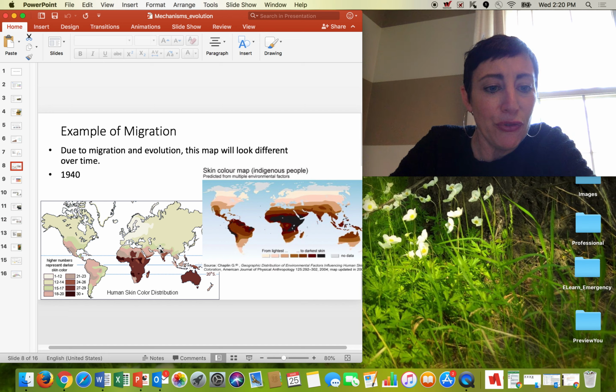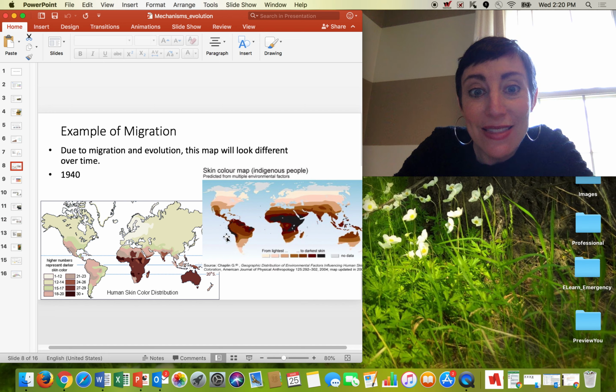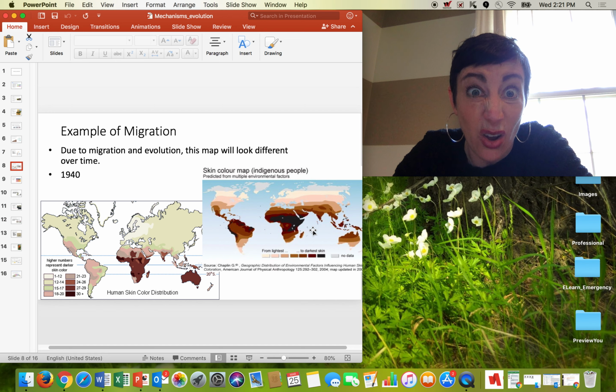In the 1940s, we see this map down here on the bottom left. And this one shows skin color around the world back in 1940, so before World War II. And you can see that most people with darker skin were in Central Africa and Australia. Now, look at this map right here. This is done in 2004, so this is still kind of old, but 2004. You can see the change.